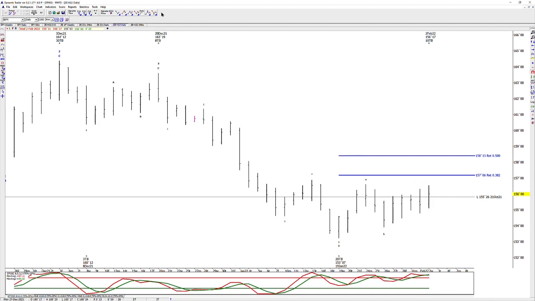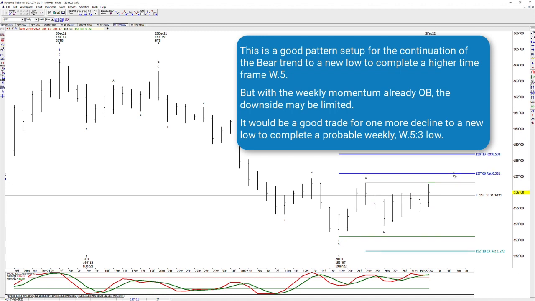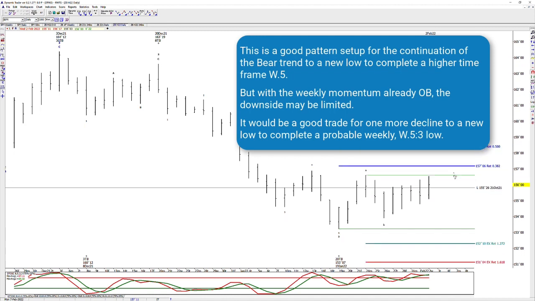Let's just say this is the end of the correction, a 127, 162% external retracement of the widest part, which is right there, of the potential wave 4, and that's assuming that it doesn't make a new high. But around 152.10 would be the minimum target on the downside.